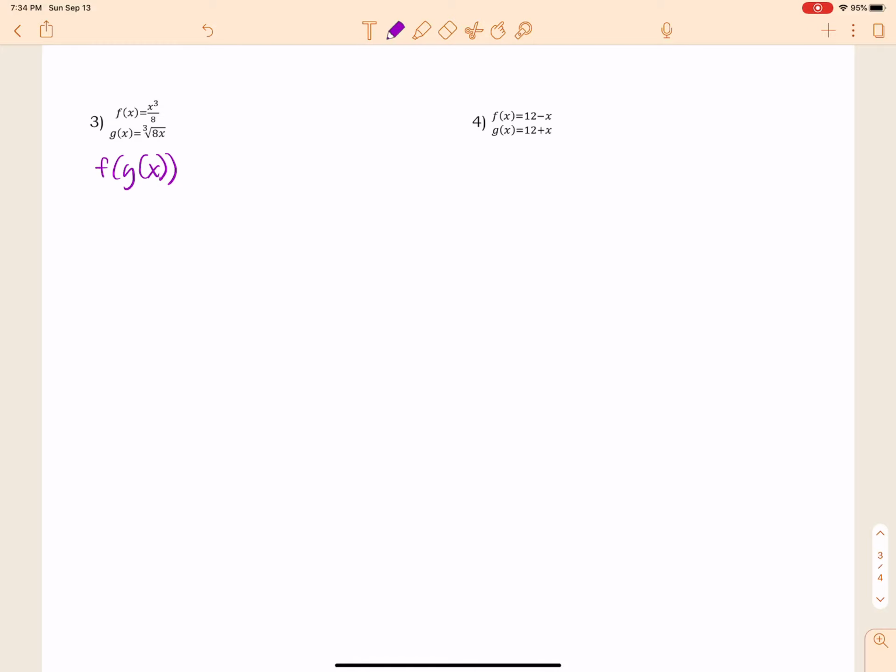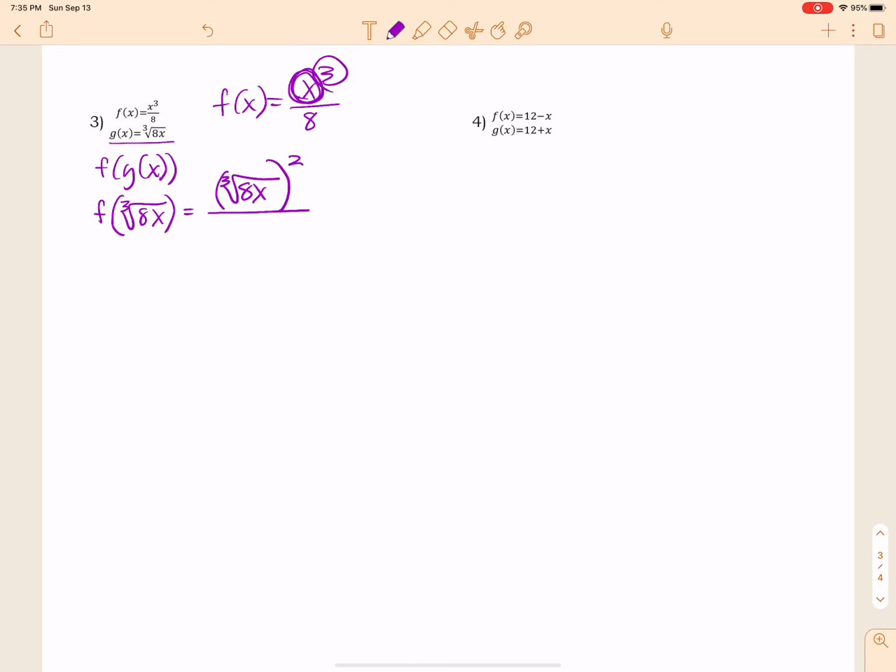See, the more you do these, the better you'll get at them. So f of x now becomes g of x. Well, g of x is the cubed root of 8x. Okay, so remember, f of x is x cubed over 8. So the x gets replaced. So this x gets replaced with the cubed root of 8x, and that gets cubed. Okay, so be careful. I know it's confusing, but you can do this.